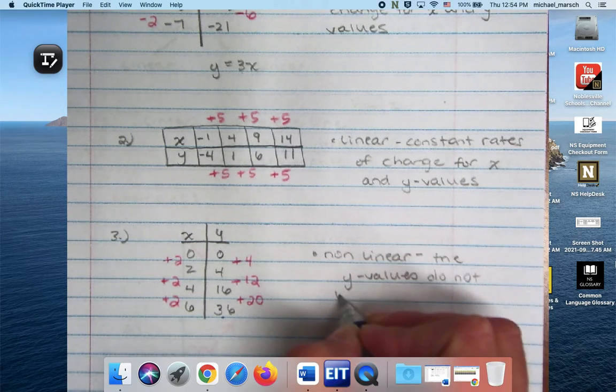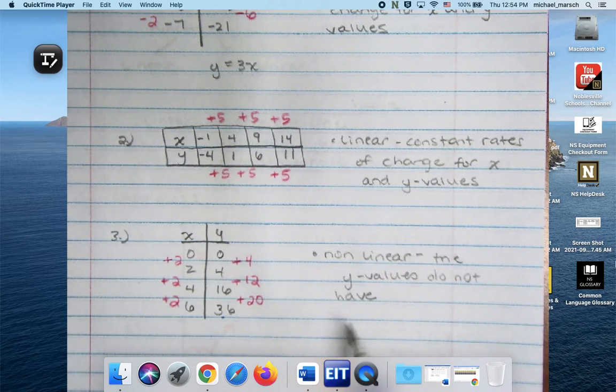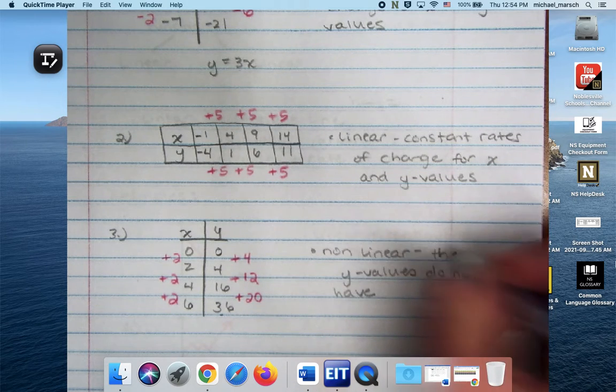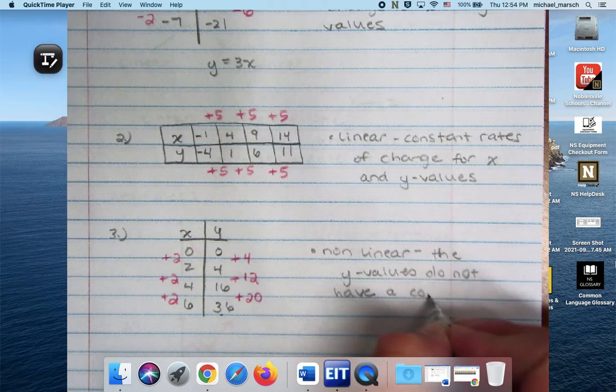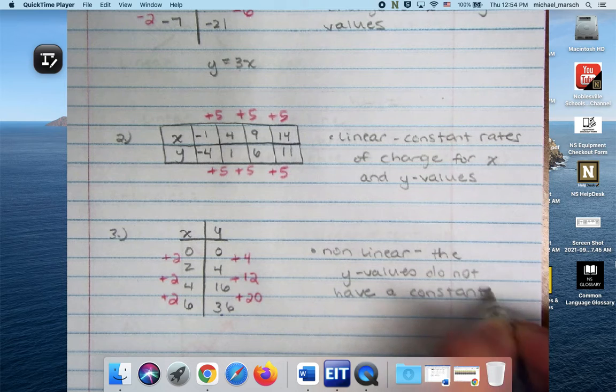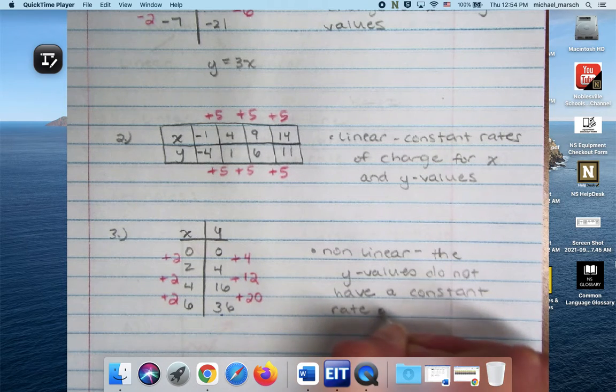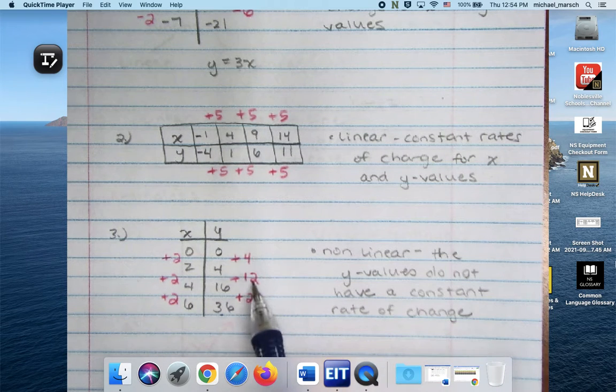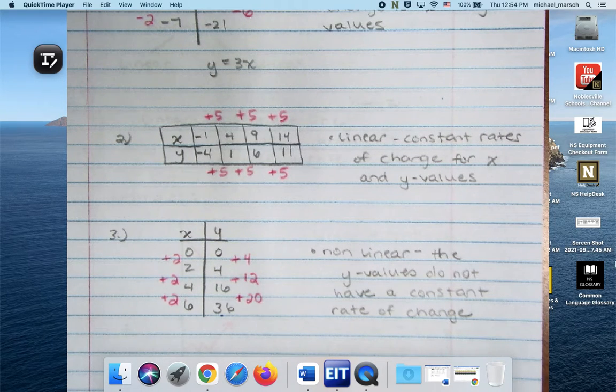Wait, what does that say at the top? Nonlinear. And then with the dash? Yeah, that was better. The y values do not have a constant rate. Okay. So that makes it no bueno.